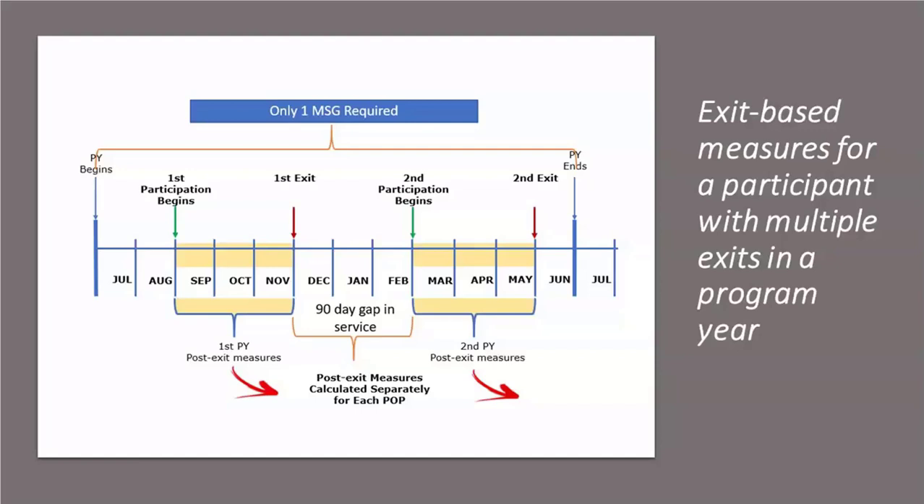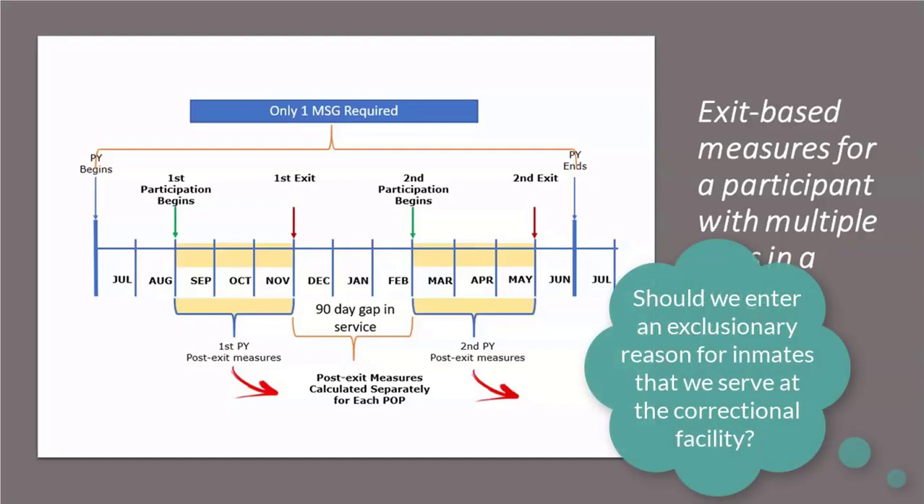Mahalia, we did have a question. Should we enter an exclusionary reason for inmates that we serve at the correctional facility? Really good question, and the answer is yes. Going back to one of the earlier slides, the only way to take a person who's exited the program out of an employment-based measure is for you to tell us, hey, this person was incarcerated at the time that they exited our program, and therefore they're not going to get any wages. So you can exempt them from that measure.